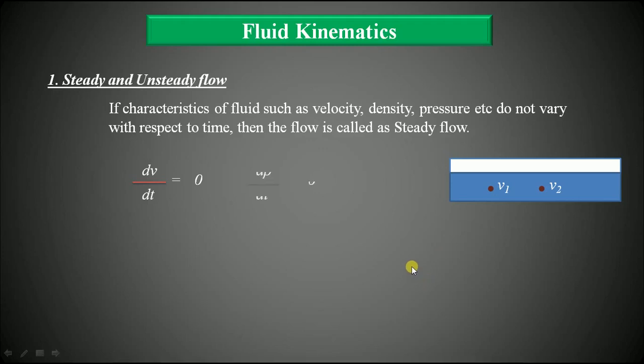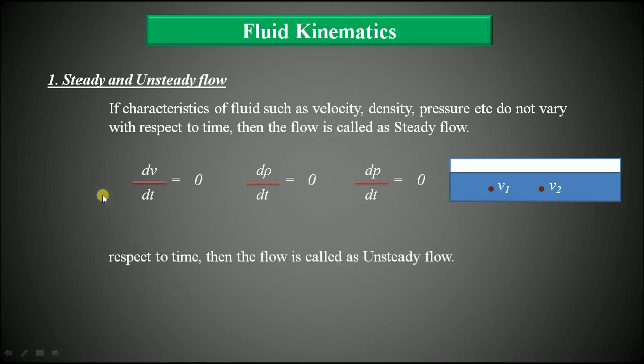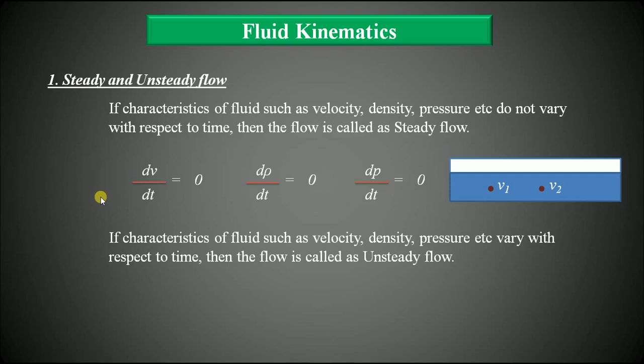Similarly, we can represent the steady flow mathematically with the help of another property, that is d rho by dt is equal to 0. And if you consider the pressure also, we can represent dp by dt is equal to 0. So mathematically we can represent steady flow with the help of the properties of the fluid. And similarly, unsteady flow. What do we mean by unsteady flow? Opposite to the steady flow, it becomes unsteady.